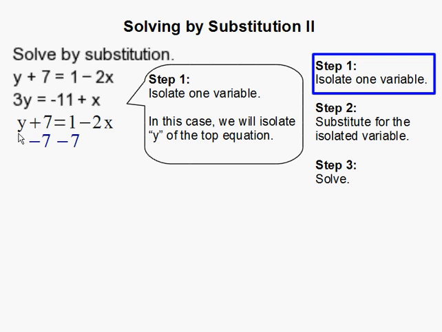So for this equation, I'm going to get y by itself, and I have to get rid of this plus 7. So I subtract 7 on both sides of the equal sign. That gets me y equals negative 6 minus 2x.